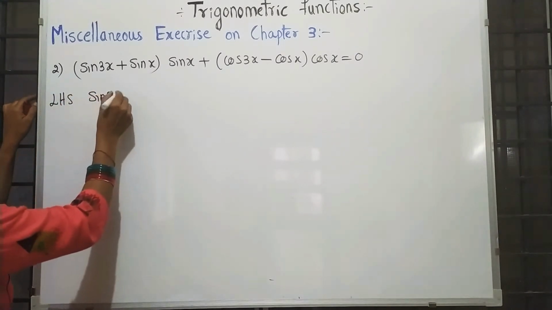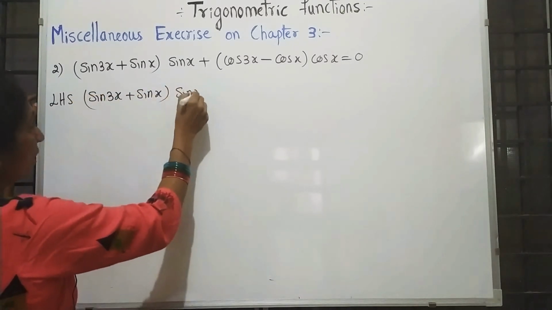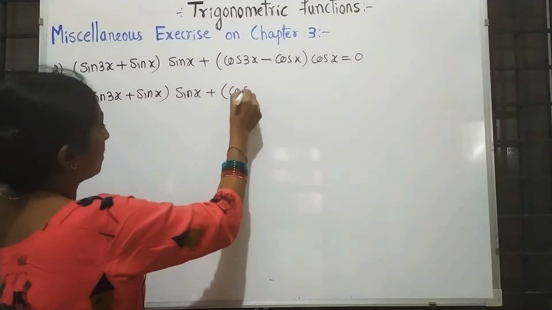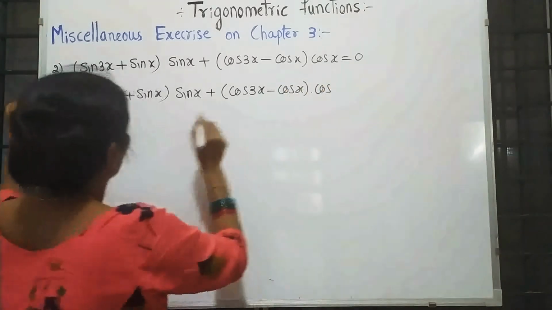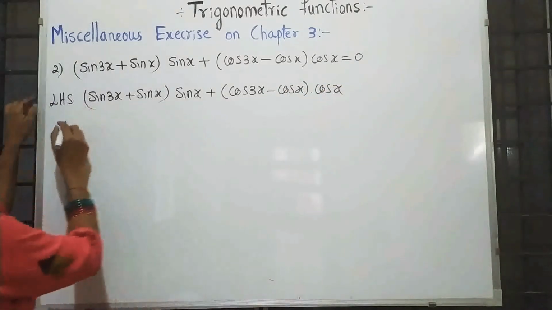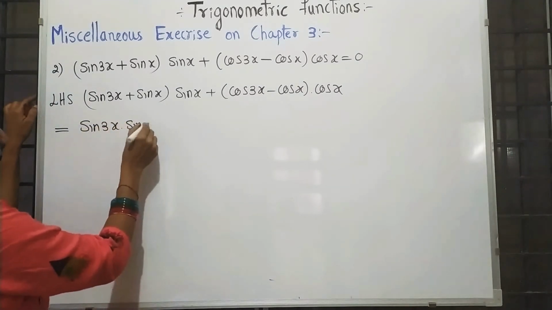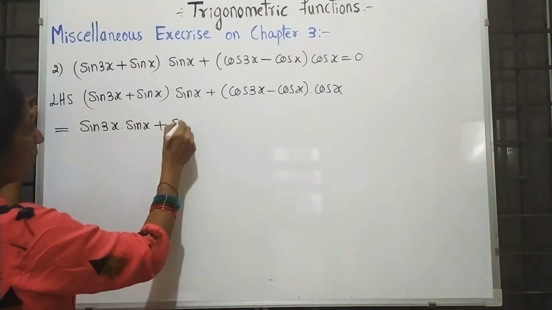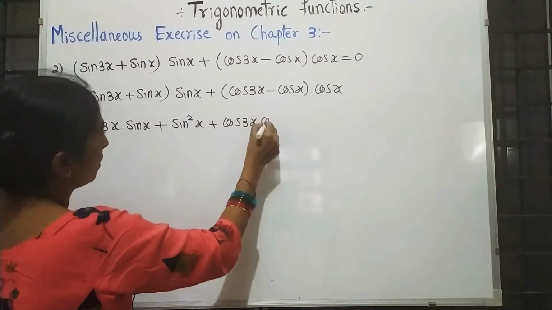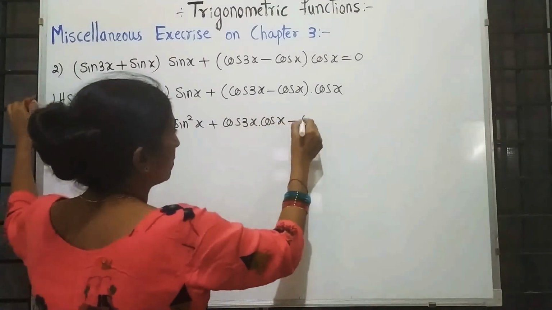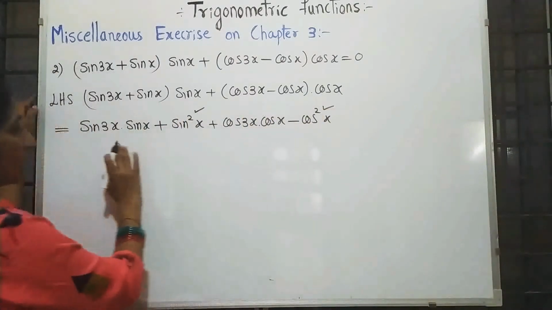Sin 3x plus sin x into sin x plus cos 3x minus cos x into cos x. Remove the bracket. Take sin 3x inside the bracket. It is sin 3x into sin x, and sin x into sin x is sin square x, plus cos 3x into cos x minus cos square x. See here, these two terms are different.